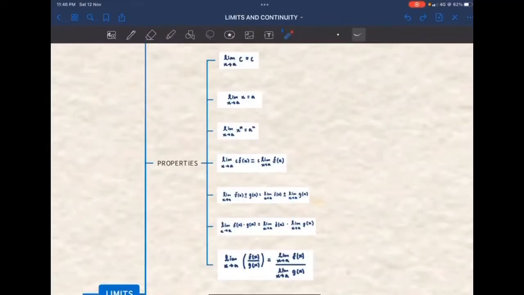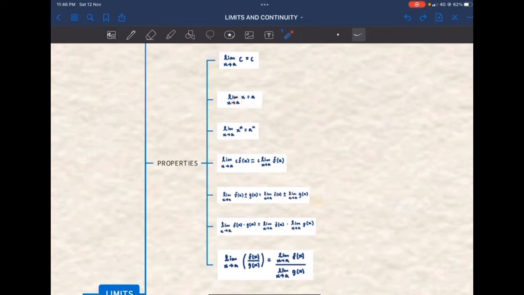I'm Aizzad. So today we're going to present about our determined map. The properties of limit, there are 7 properties. So the first one is if lim x approaches a, c, it becomes c. And the second one will be lim x approaches a, x, then it will be equal to a.